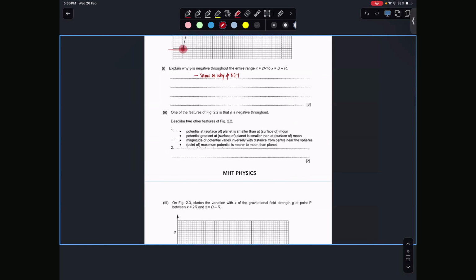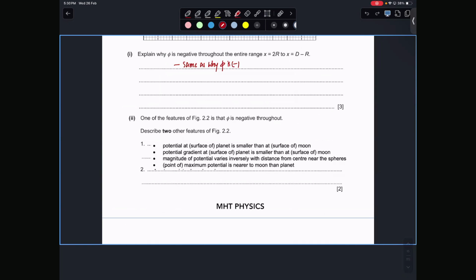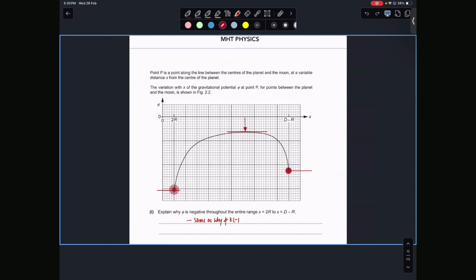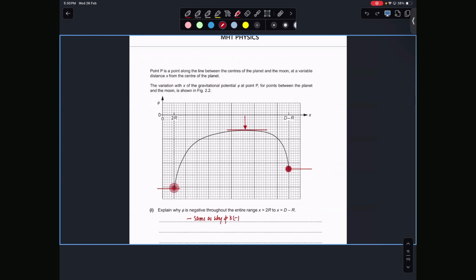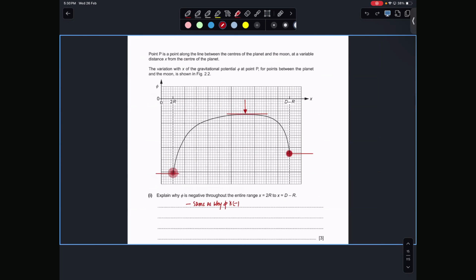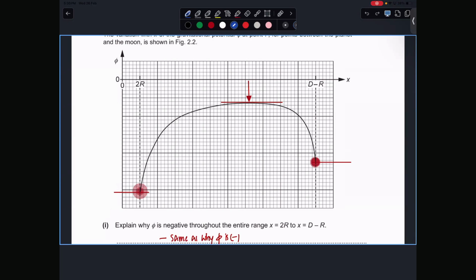Next, the potential gradient at the surface of the planet is smaller than that of the moon. Potential gradient at the surface of the planet is smaller than the moon. Is it though? Is the gradient smaller? It's steeper. I don't think so. Yeah. Is it?